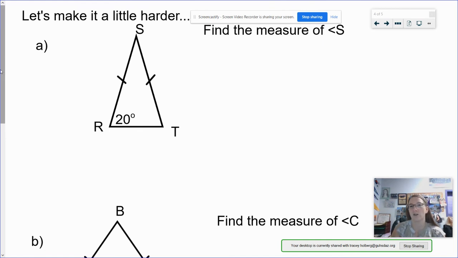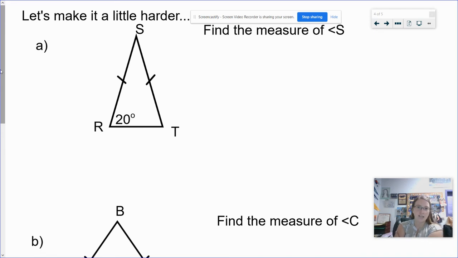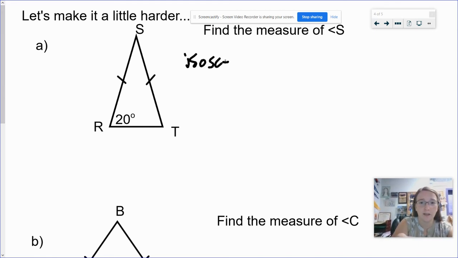Let's make it a little bit harder now. We want to find the measure of angle S. Now this is something you want to kind of have in your notes. But if you look at this triangle, let's classify it by its sides. What type of triangle is this classified by its sides? We have two congruent sides. This is an isosceles triangle. There's something extra we know about isosceles triangles, about their angles.